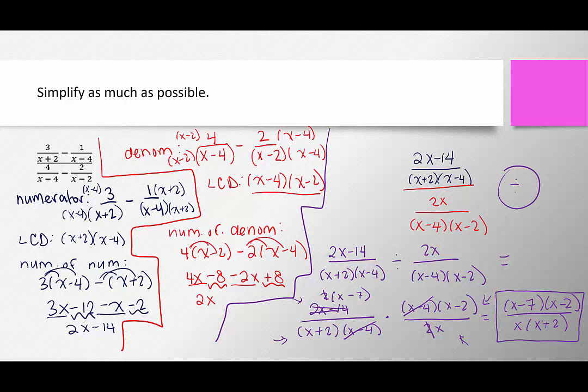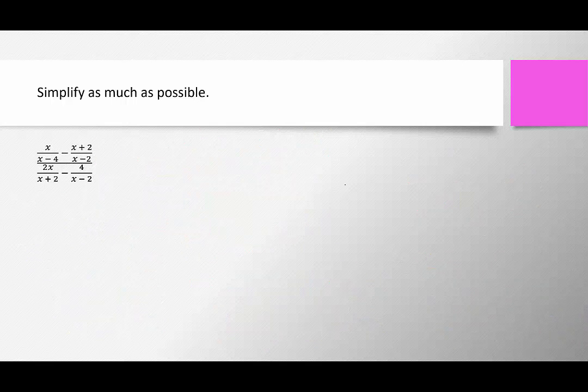All right, how'd we do? So far, so good. Let's look at one more example. Okay, what's going on in our last example? We have a whole lot of stuff. What do we need to do first? We need to rewrite the numerator to be one single term. So we're going to say numerator, and we have x over x minus 4 minus x plus 2 over x minus 2. Let's identify our least common denominator.